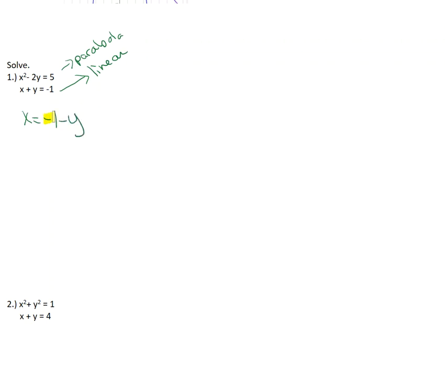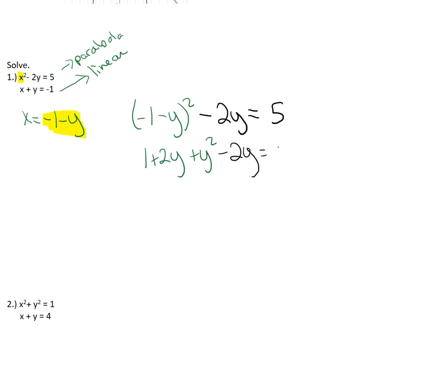And what I'm going to do is take negative 1 minus y, and substitute it for that same variable in the other equation. So what we're going to have is negative 1 minus y, squared. And then we're going to subtract 2y, and that's going to equal 5. Again, that brings the equation down to one variable and allows me to solve. Since this is a binomial, I'm going to FOIL. That's going to give me 1 plus 2y plus y squared. Drop down the negative 2y, and that's going to equal 5.